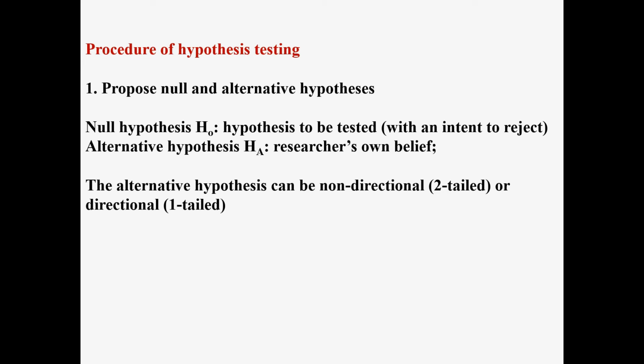Also, the alternative hypothesis can be non-directional or directional. When you have a non-directional alternative hypothesis, we are conducting a so-called two-tail test. When you have a directional alternative hypothesis, we'll be conducting a one-tail test. We will have more specific things to say about the non-directional and directional alternative hypothesis, and also about the two-tail test and one-tail test, later when we do the in-class activity about hypothesis testing.